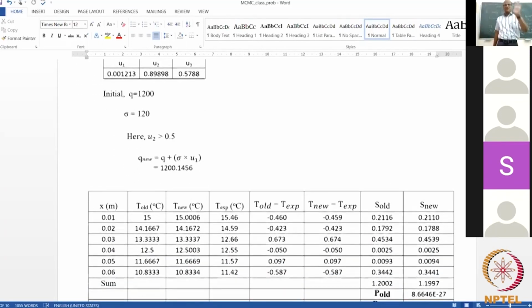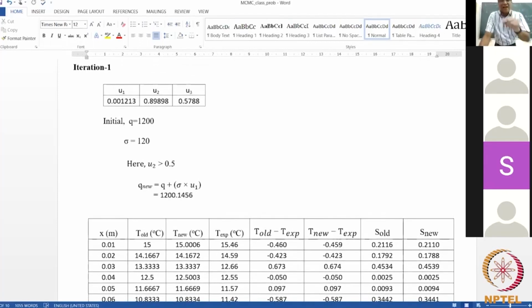There are several things in these first few lines. Now, the second random number is greater than 0.5. So what are we saying? Since the second random number is greater than 0.5, sigma into u1 will be added to the current sample. If the second random number is less than 0.5, the q new will be q minus sigma into u1. Is that understood? Somebody can tell me. I'm not able to see you. If you understood, you say yes.